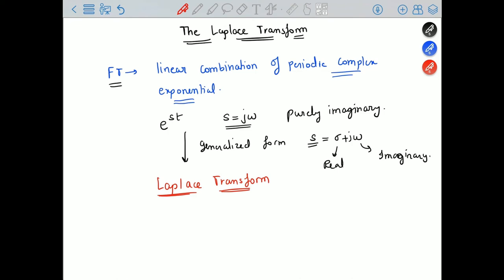The next question arises: we already have the representation of a signal in terms of the Fourier transform. We have seen that it is very useful in getting information about any type of signals and systems, especially LTI systems. So why do we need a different kind of transform as well? Why is the Laplace transform required?